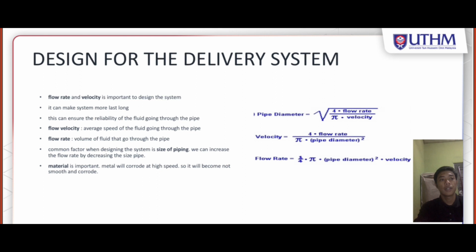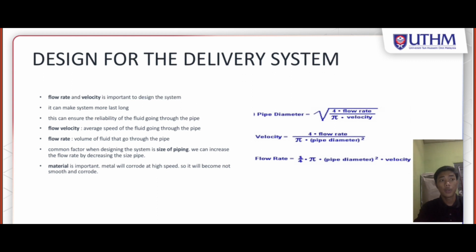Okay, for the design of the delivery system, the important things in the design are flow rate and velocity. Flow rate and velocity are important because they can make the system last longer. Other than that, they can ensure the reliability of the fluid going through the pipe.